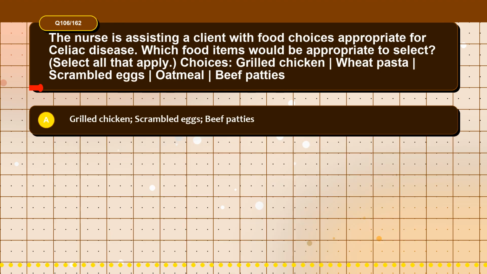Question 106. The nurse is assisting a client with food choices appropriate for celiac disease. Which food items would be appropriate to select? Select all that apply. Choices: grilled chicken, wheat pasta, scrambled eggs, oatmeal, beef patties. Here are the options. Option A. Grilled chicken, scrambled eggs, beef patties.